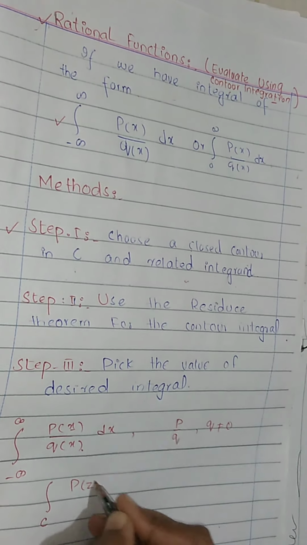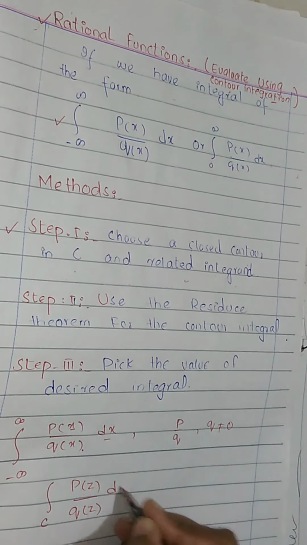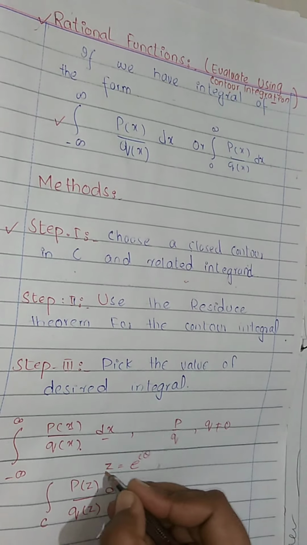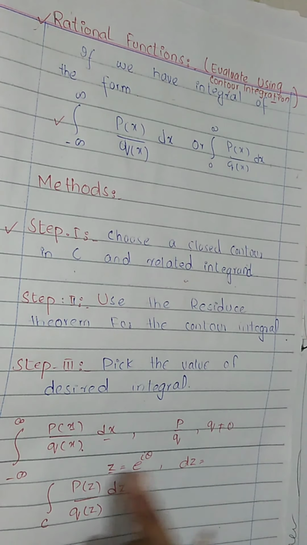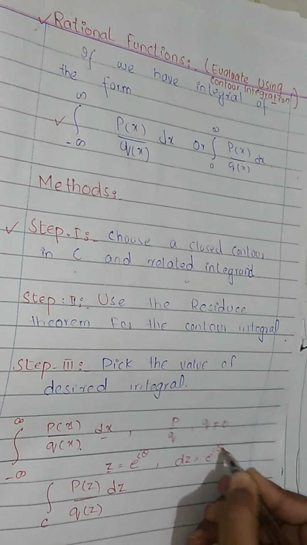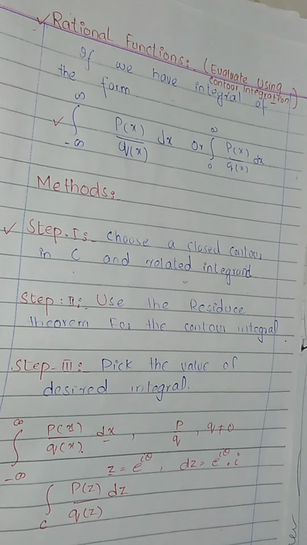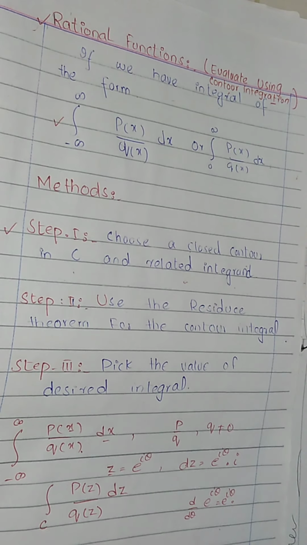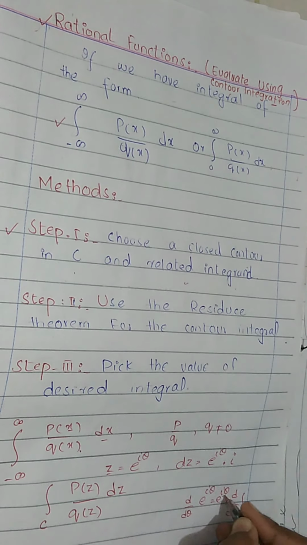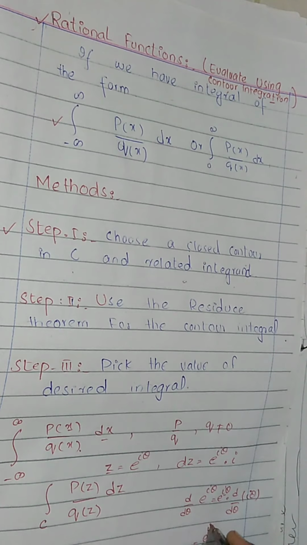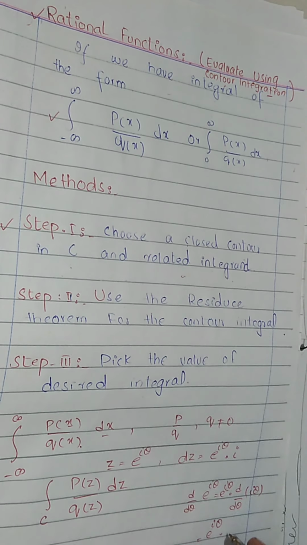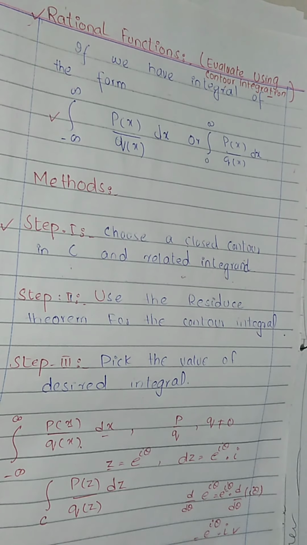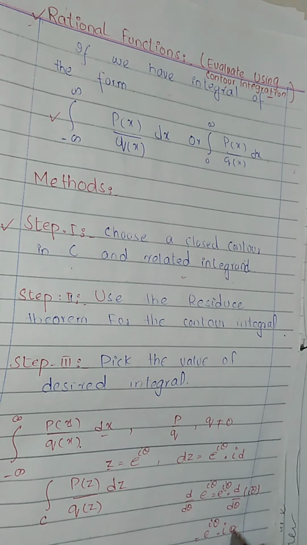How to convert it? We can change the integral into a contour integral. p of x is converted to p of z over q of z, and dx is also converted to dz, because z is equal to e^(iθ), and dz is obtained by differentiating both sides. dz is equal to e^(iθ) as it is, and the derivative of the angle gives i. How? d/dθ of e^(iθ) is e^(iθ) d/dθ of (iθ). So i is a constant, so we take it outside. dθ by dθ is equal to 1. So it is i e^(iθ) dθ.